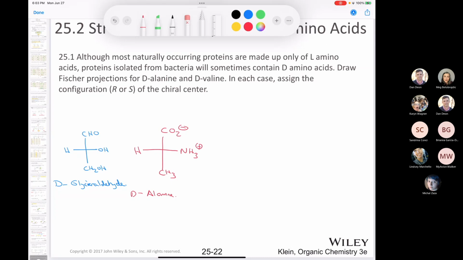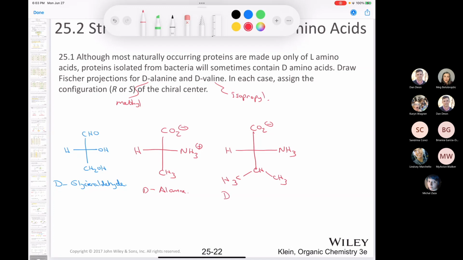So D-alanine. Now, if we want to make D-valine, what's the R group in a valine? So the R group in alanine was a methyl group. The R group in a valine was an isopropyl group. So all we have to do is something very similar. Put the NH3 group over here, put the carboxylate at the top, and then we have an isopropyl down here, CH with 2 methyl groups coming off of it like that. And that would be D-valine. Again, neither of these are naturally occurring amino acids. However, they are amino acids.